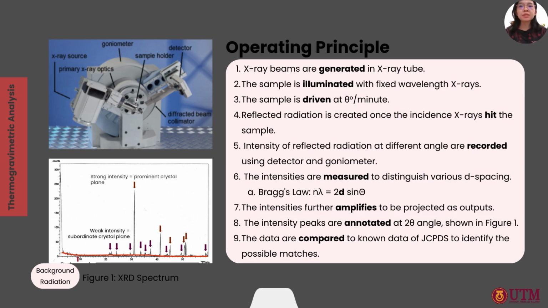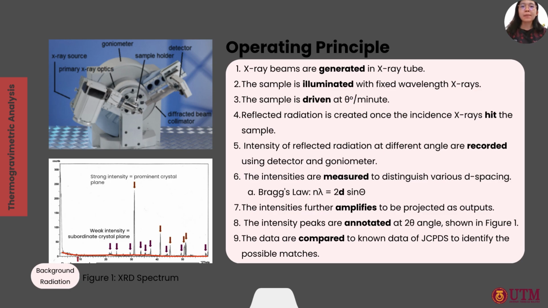The operating principle of XRD. First, X-ray beams are generated in an X-ray tube, and the generated X-rays with a fixed wavelength are then directed to the sample. The sample is then driven at theta angle per minute. Once the incident X-ray hits the sample, it will create reflected radiation. The intensity of reflected radiation at different angles is then recorded using the detector and also the goniometer.